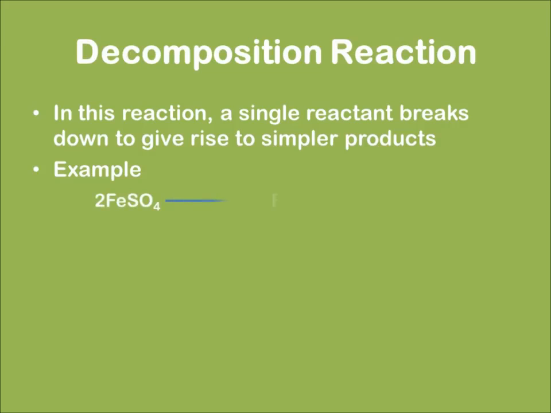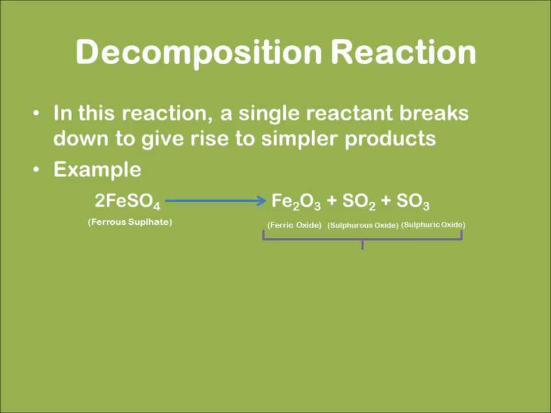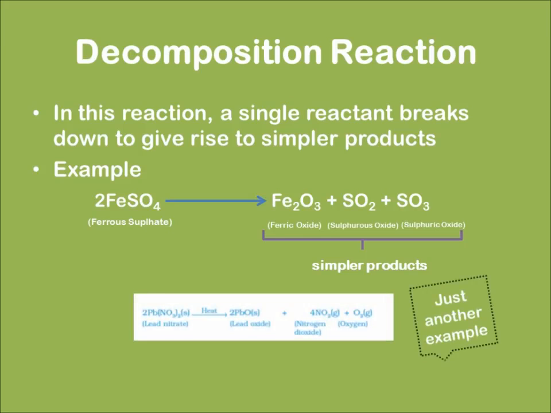in the given equation, we can see that ferrous sulfate has undergone decomposition to give rise to ferric oxide, sulfur dioxide, and sulfur trioxide. These are simpler products. Given below is another example.